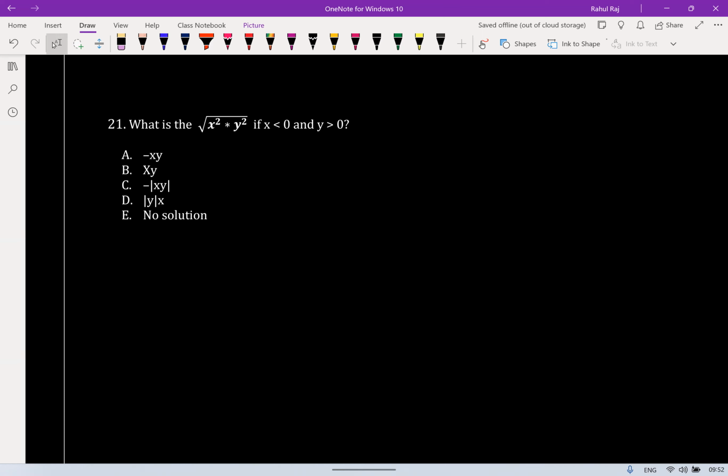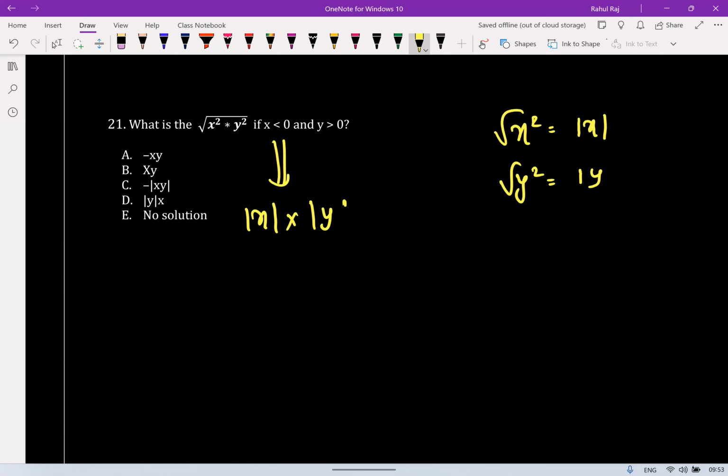Don't make me turn this into mods. I did this the normal way. You do whatever way, you should get the answer. I know you'll come to some weird solutions using mods. I've so clearly told you, root of x square is mod x, and root of y square is mod y. So what I'll do is mod x cross mod y. Now I know mod x for x less than 0 is negative x. Mod y for y greater than 0 is positive y. So this gives me negative x. Story over.